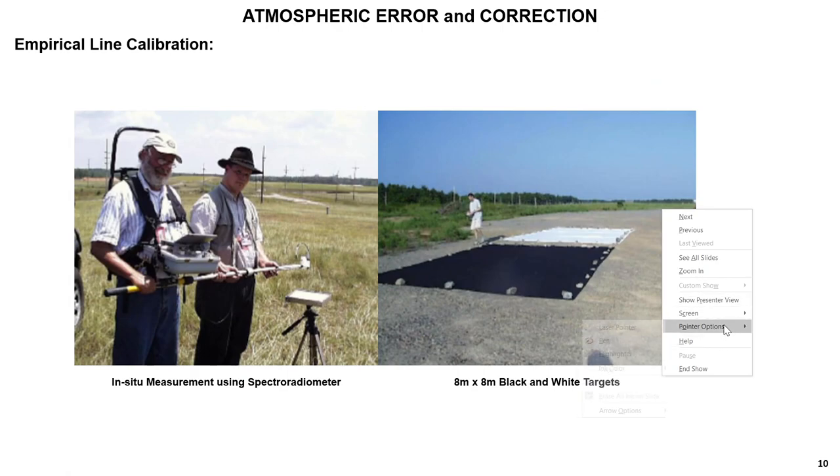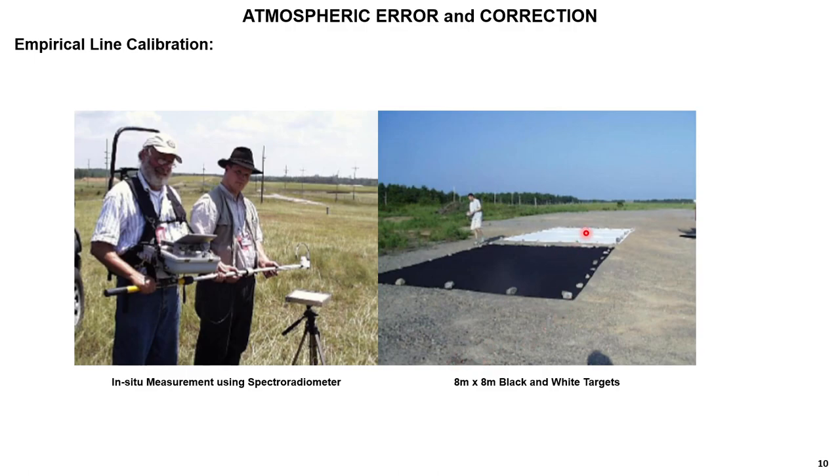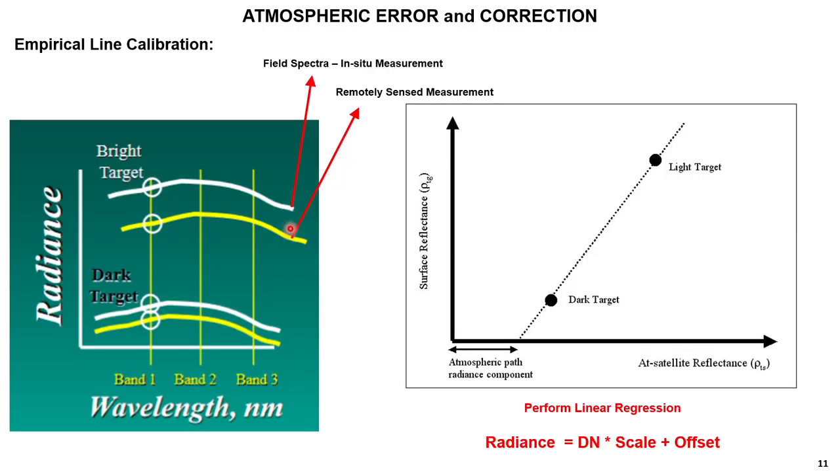So this is what I was saying. These are the kind of field measurements which are being done. These are black and white targets, a bright target and a dark target. And this is the handheld spectroradiometer through which we do the in situ measurements. Then once we do both the measurements, we will plot it. Here we have the wavelength and here you have the radiance. So for the bright target, this is the field measurement and this is the satellite measured data. And you have the dark target, field measurement and the satellite measured data. We are going to make a linear regression, and once we fit a straight line to it, we will get the scale and the offset values. That is how we get the multiplicative constant and the additive constant.